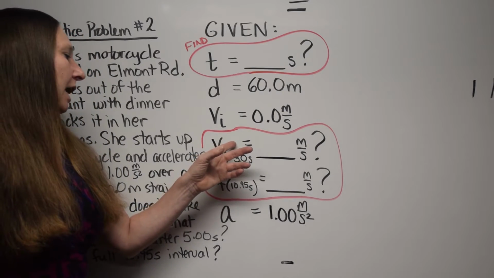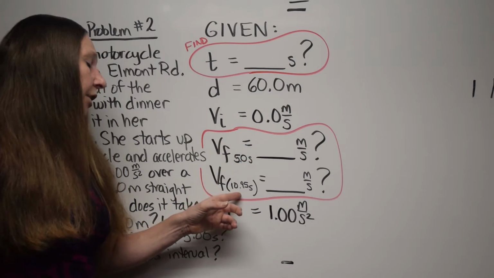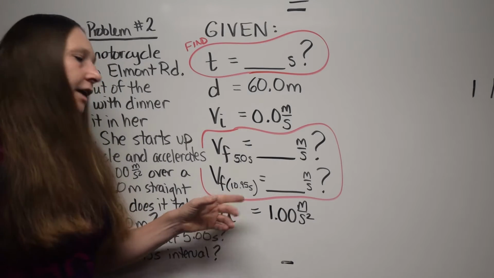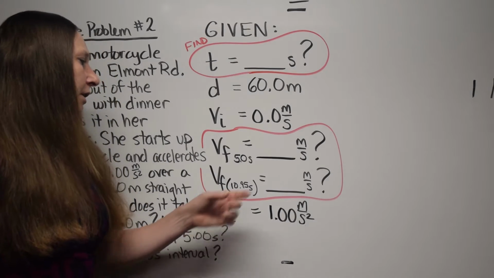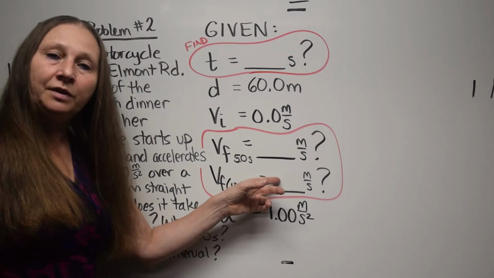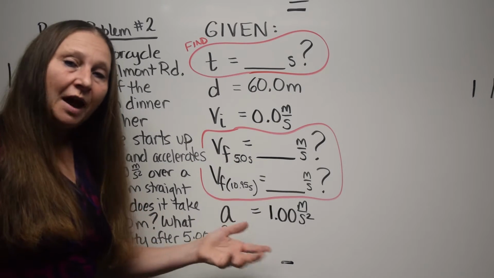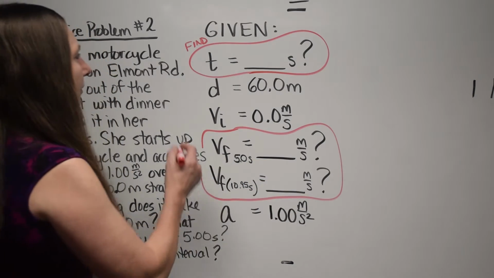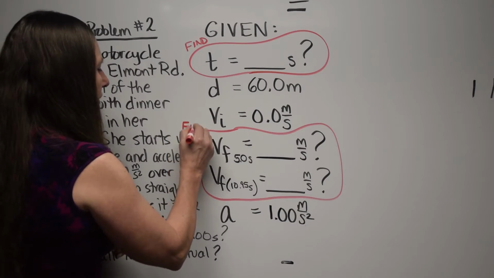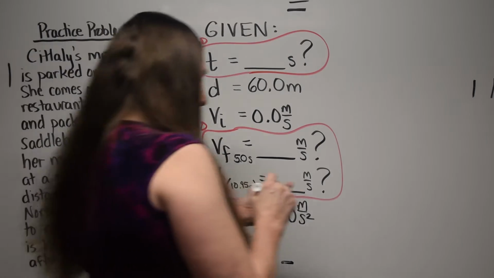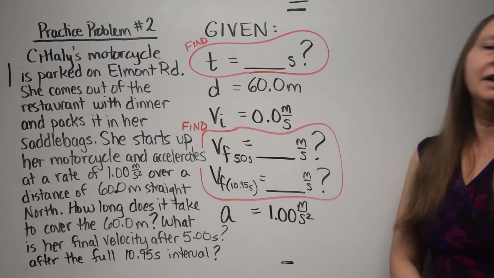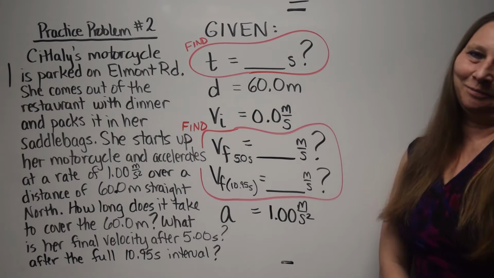So there's a velocity at the end of 5 seconds. There's another velocity that's faster at the end of 10.95 seconds. So you're going to have a velocity here. This velocity later is going to be faster. This will be a bigger number. And we're trying to find this also. So this is everything that we were given and everything that we're trying to find.